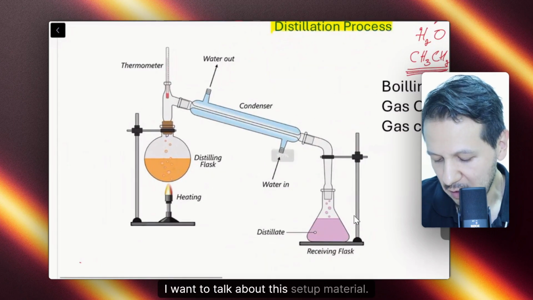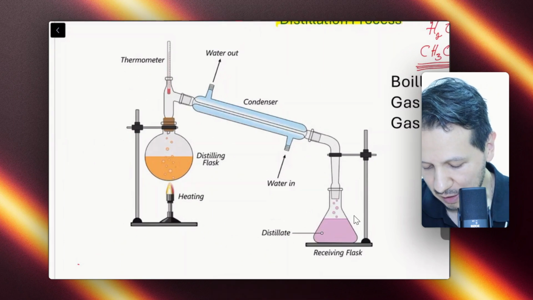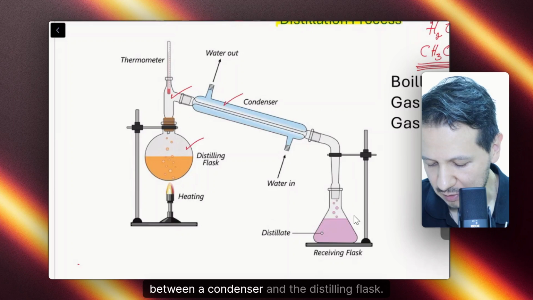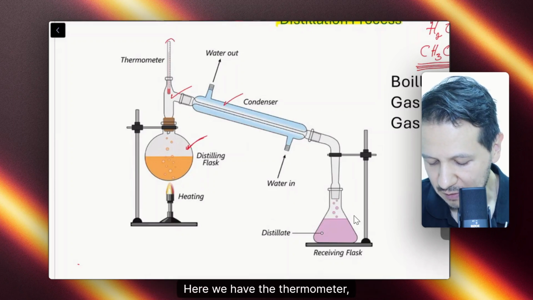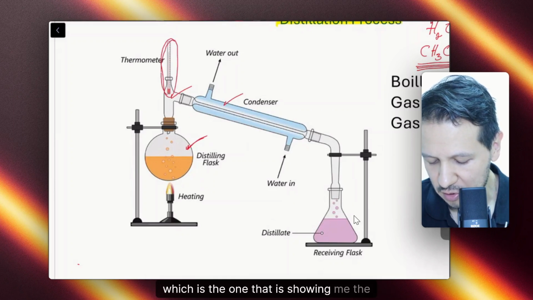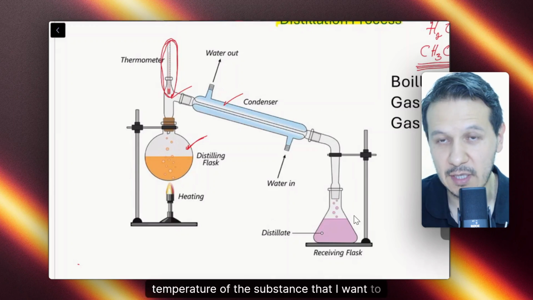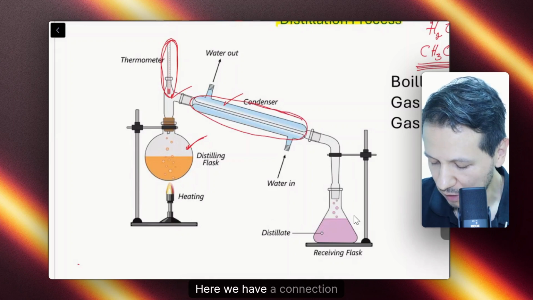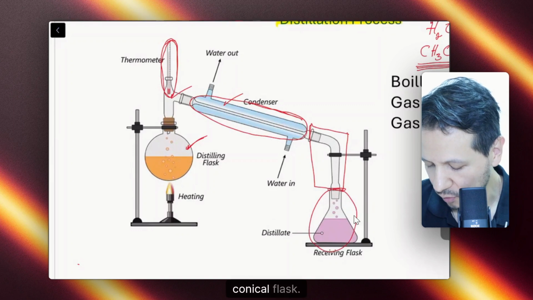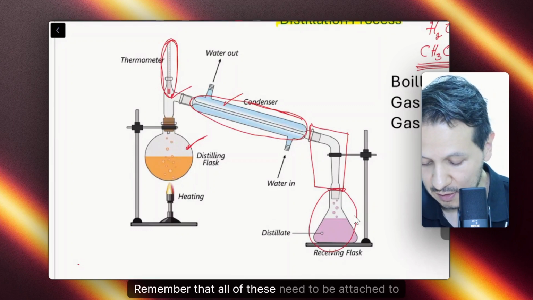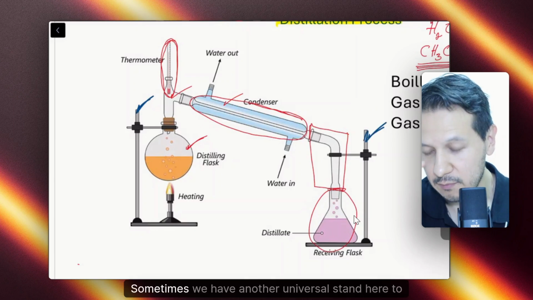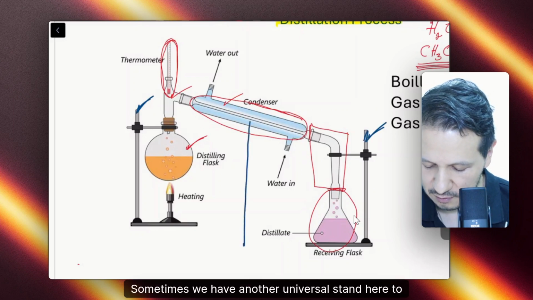I want to talk about this setup material, and here we have the distilling flask. Here we have the connection between a condenser and the distilling flask. Here we have the thermometer, which is the one that is showing me the temperature of the substance that I want to separate. Here we have the condenser. This is the main character here. Here we have a connection to the conical flask. We have our conical flask. Remember that all of these need to be attached to a universal stand here and a universal stand here. Sometimes we have another universal stand here to support the condenser.